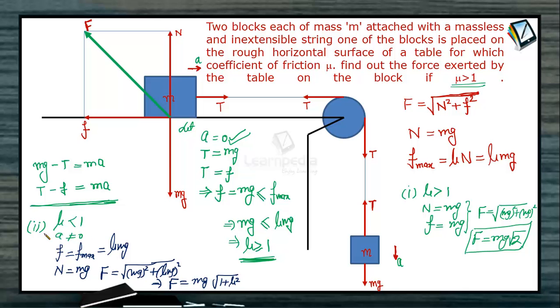So I have made this as, suppose, the second part. For example, the first part is mu greater than 1, and what would be this force for the second part when mu is less than 1. So for mu greater than 1, the answer is mg root 2, and for mu less than 1, the answer is mg under root 1 plus mu squared.